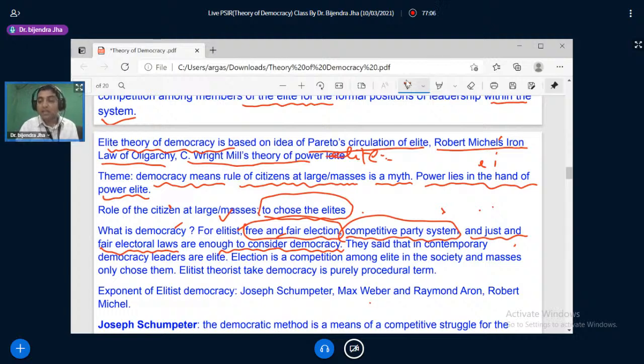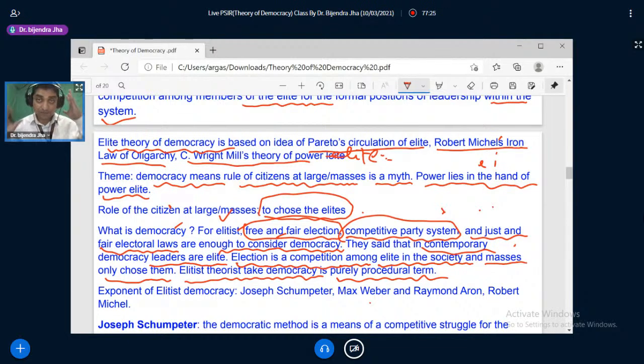So they said that in the contemporary democracy leaders are elite, right? And election is a competition among elite in the society and masses only choose them, right? So elitist theory takes democracy as a purely procedural term, procedural democracy, right? What does procedural democracy talk about? Yesterday we discussed it. Procedural democracy talks about there should be a process of democracy. And what is the process? The leader should be elected. Free and fair election and competitive party system, right? And the electoral law should be there. That electoral law should be just and fair.